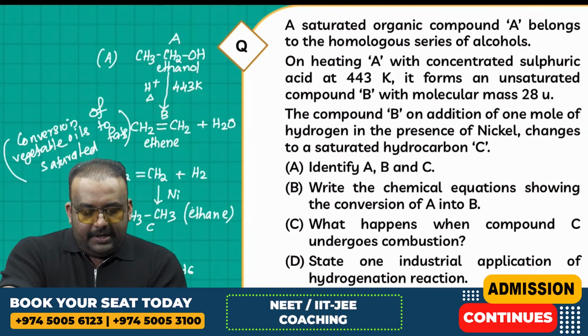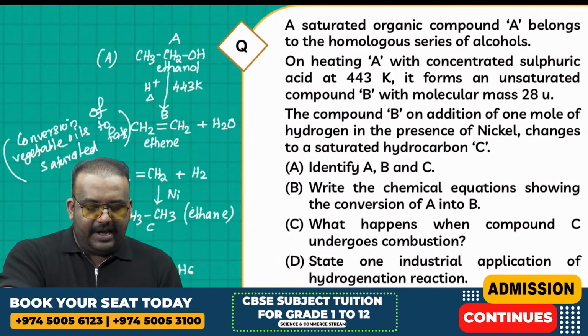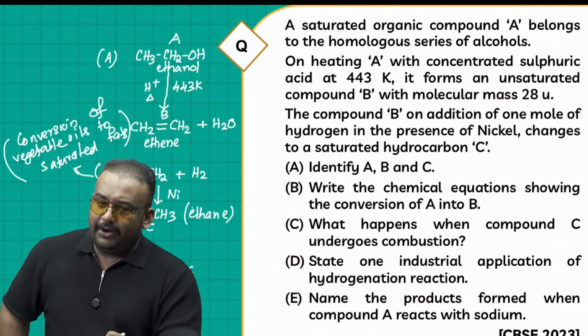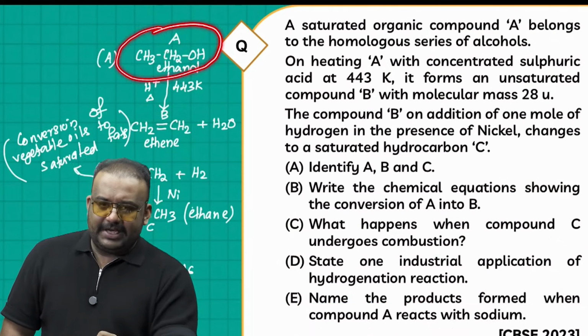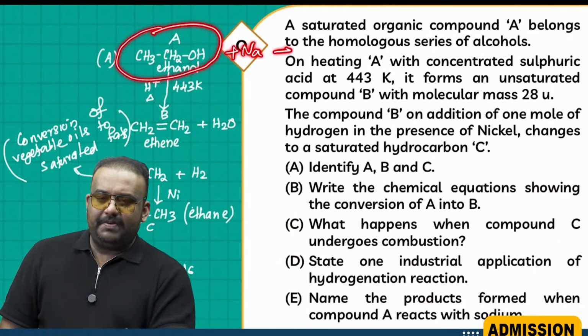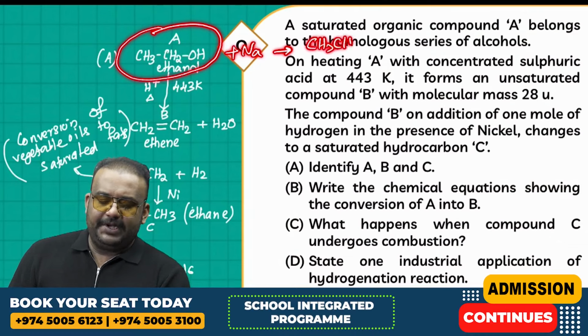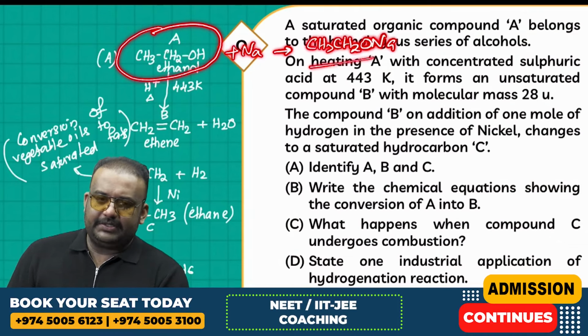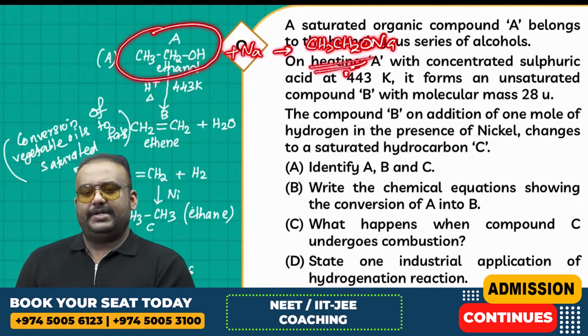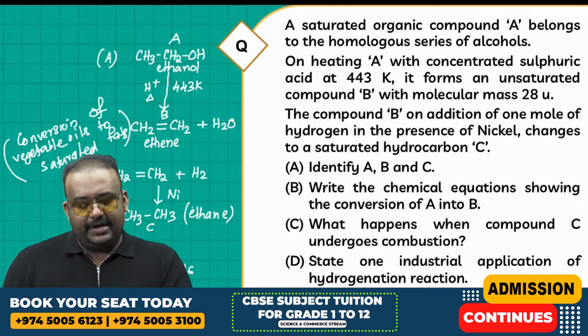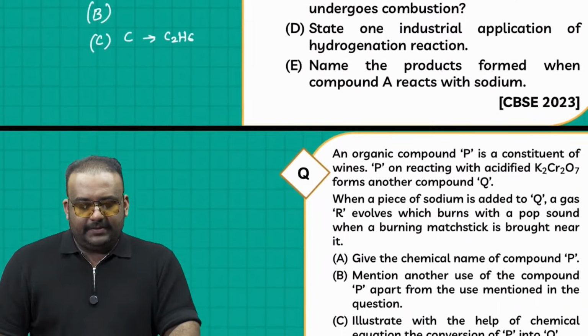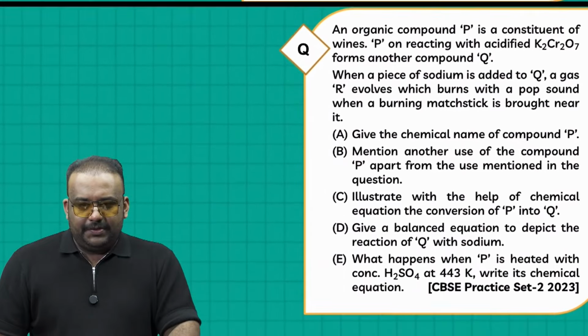Name the products formed when compound A reacts with sodium. We already discussed that a number of times. Compound A is ethanol, and ethanol reacts with sodium. What is the name of the product? It will form CH3CH2ONa, which is called sodium ethoxide. Right. Now let's move on to the next question.